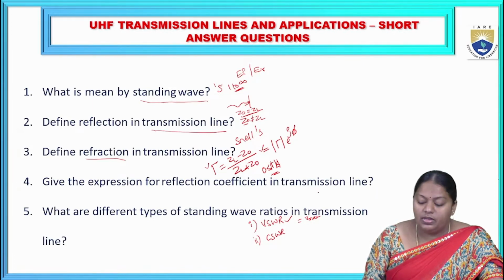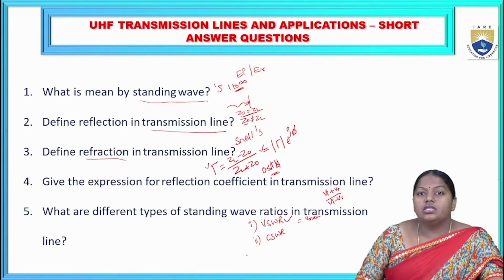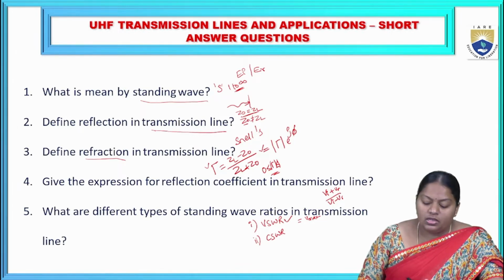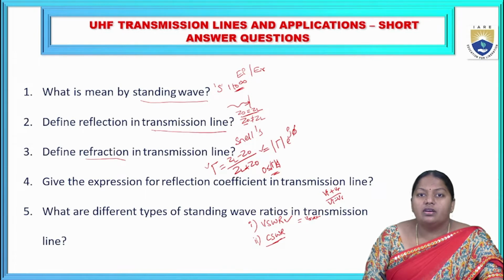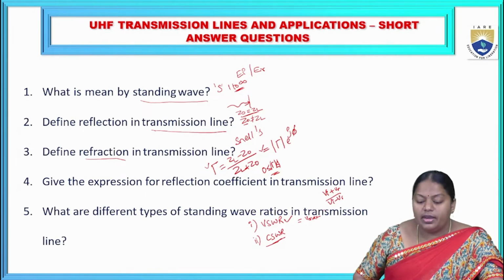by V minimum, that is nothing but Vi plus Vr by Vi minus Vr. If you consider the ratio of incident wave to reflected wave voltages, then it is regarded as voltage standing wave ratio. Similarly, current standing wave ratio means it is the ratio of the currents, that is Ii plus Ir by Ii minus Ir.